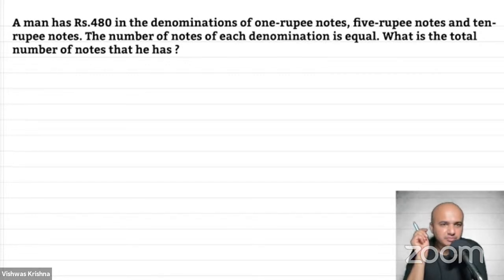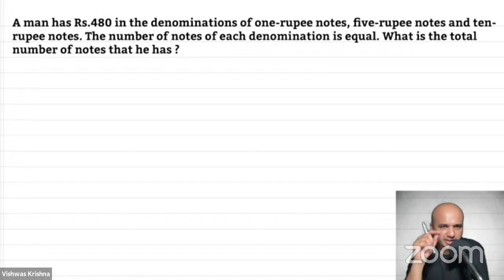A man has 480 rupees in the denominations of 1 rupee notes, 5 rupee notes, and 10 rupee notes. The number of notes of each denomination is equal, they say. What is the total number of notes that he has? Very interesting question. It's pure mathematics. That's all. There is nothing else involved. Some bit of calculation is involved, but it's easily solved.